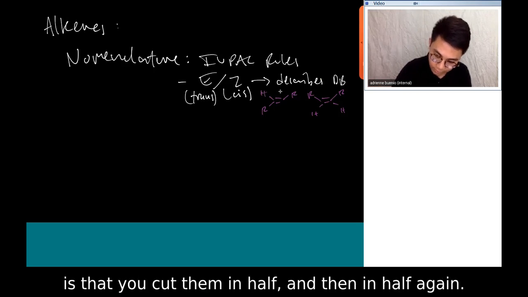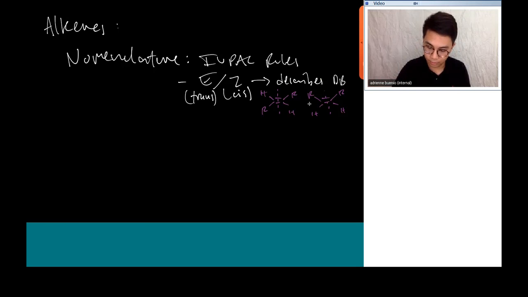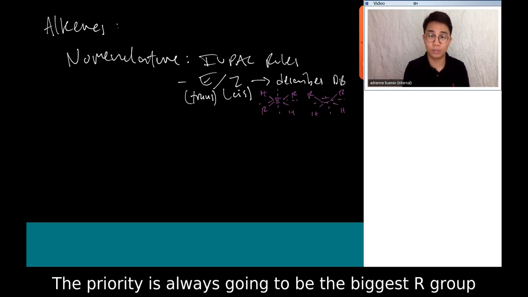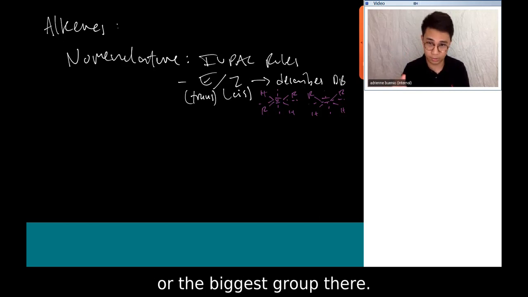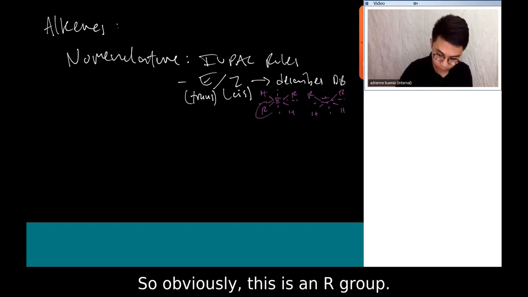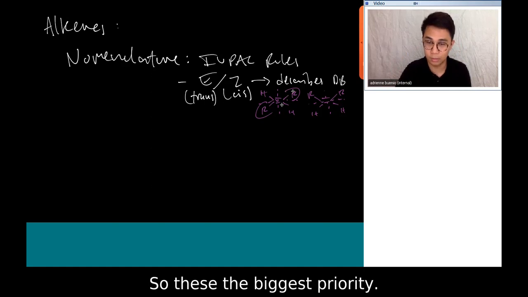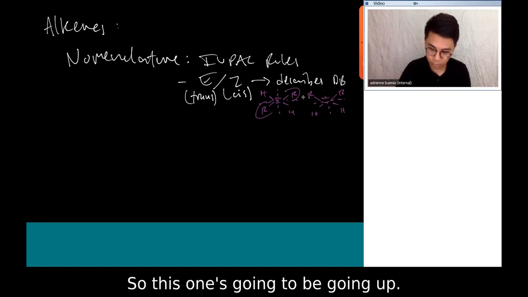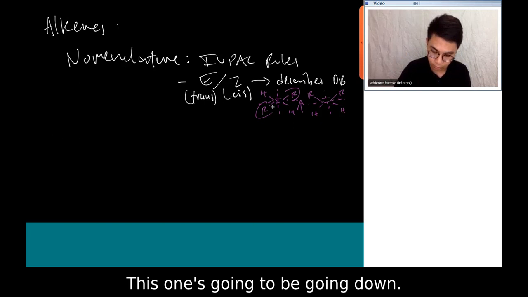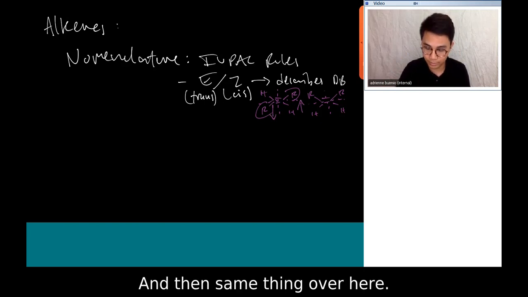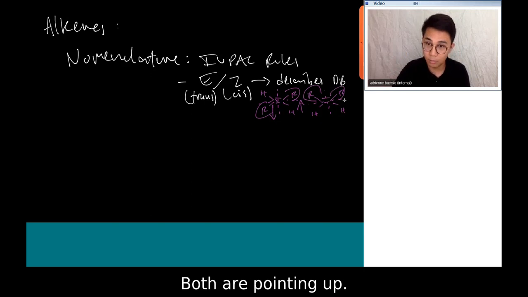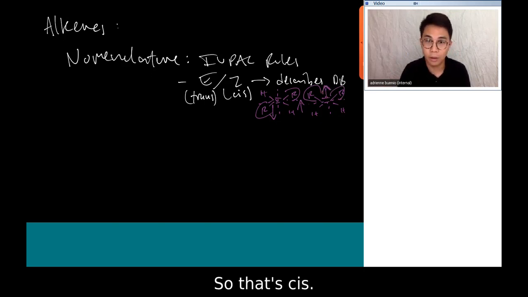And the big thing about this is that you cut them in half, right? And then in half again, right? And then you find a priority. The priority is always going to be the biggest R group or the biggest group there. So obviously this is an R group. We only use R groups, so these are the biggest priorities. So this one's going up, and this one's going down, right? And then same thing over here. This is R group, this is R group. Both are pointing up, right? So that's cis.